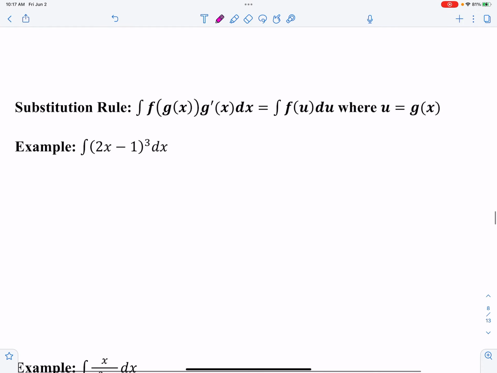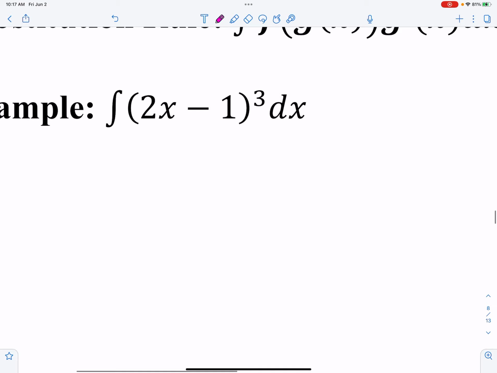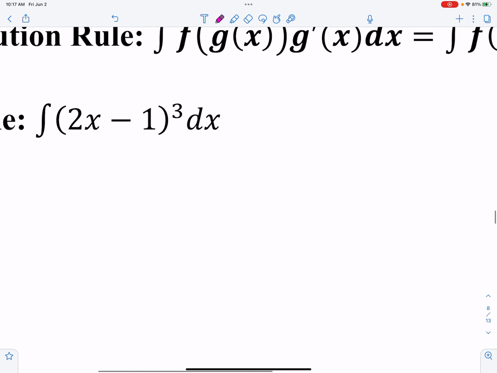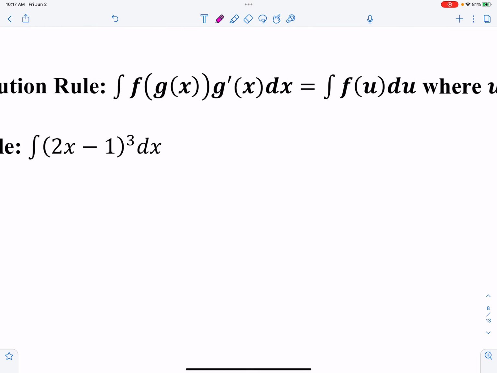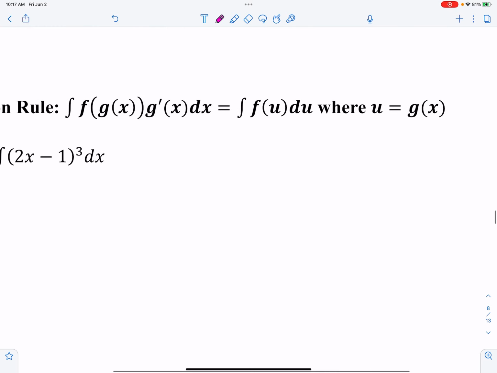Now, substitution rule. This is where it gets a little bit trickier. You don't know how to integrate this. Sometimes it's a little bit of trial and error, but the idea behind substitution rule is that you are rewriting the integral in a simpler form that you do know how to integrate. So you are rewriting it in terms of u. It's often called u substitution, u sub. So you are rewriting the integral in terms of u, and it will be in a way that you know how to integrate that simpler integral.